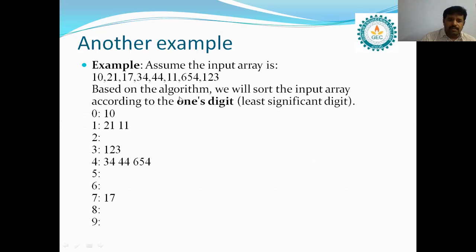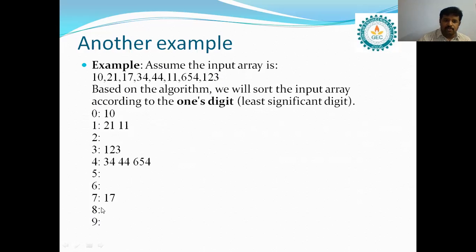So how many elements? 1, 2, 3, 4, 5, 6, 7, 8. So index values starting with 0 to 7. Right, there are 8 elements and its index starts from 0 to n minus 1, that is 0 to 8 minus 1, that is 7.